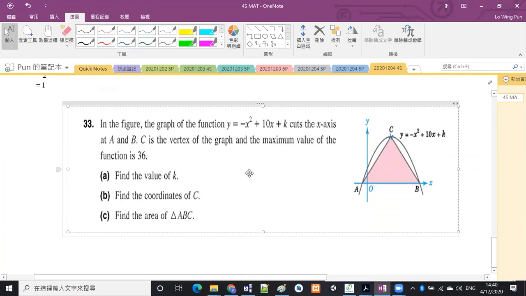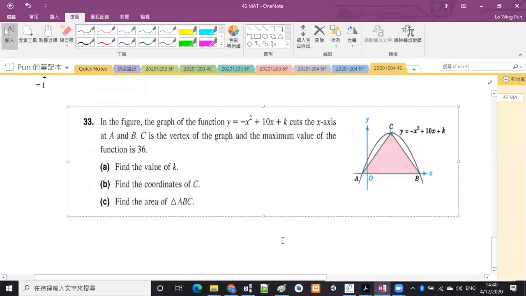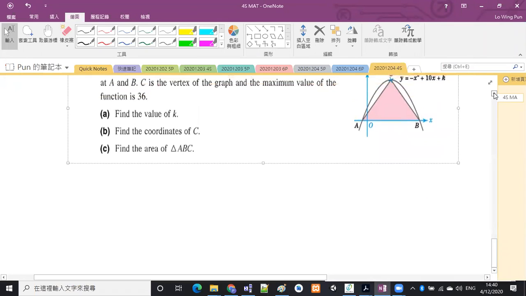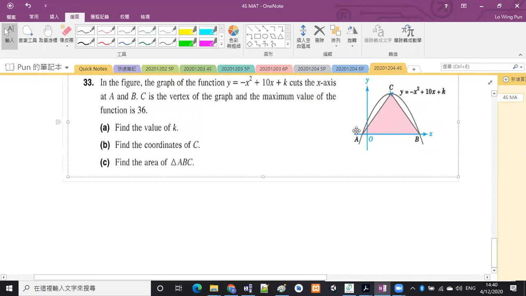OK 睇到喎，嗱呢度都係一樣啊，OK，即係就喺揾 area 嘅時候咧，跟住我哋並唔係揾 A、B 嘅 midpoint 嘅，OK，咁都係自己留意一下先啊。好，in a figure, the graph of the function y equals negative x squared plus 10x plus k cuts the x-axis at point A and point B, and then C is the vertex of the graph, and the maximum value of the function is 36. So find the value of k. 好啦，我哋有啲咩資料咧？嗱，y 等於 negative x squared plus 10x plus k 就係基本嘅嘢啦。但係有啲咩資訊喺度咧？就係 the maximum value is 36.